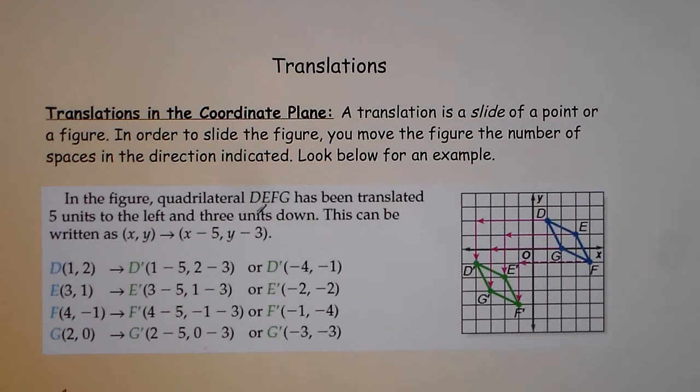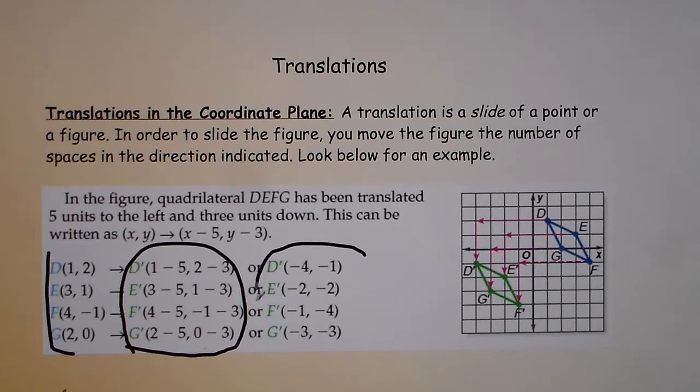In the figure, quadrilateral DEFG, so this blue guy, has been translated 5 units to the left and 3 units down. This can be written as (x, y), our original coordinates. We subtract 5 from our x values and we subtract 3 from our y values. And here's what each little coordinate will look like. Here are your original coordinates, DEFG. It goes through the translation, which is right here. And then the end result after that translation is D prime, E prime, F prime, and G prime.